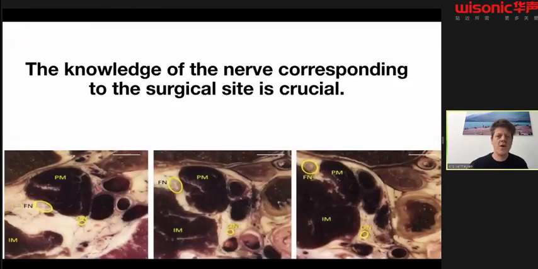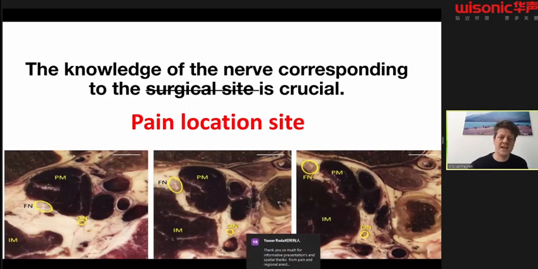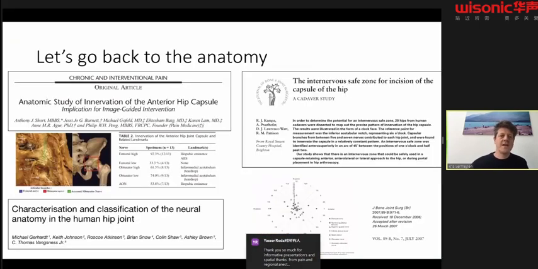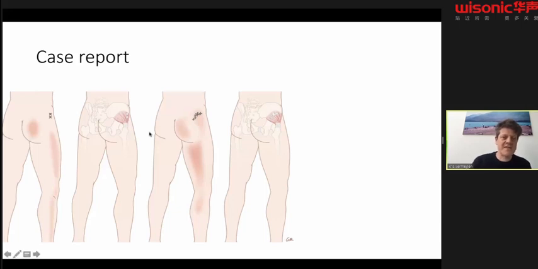So we know, of course, that knowledge of the nerve corresponding to the surgical guide is crucial, but I think also pain location site is very important. Then, of course, we have to go back to the anatomy because we know that the anterior part is very important. But in this particular case, this person was, after an anterior block, complaining a lot about a posterior pain, a residual posterior pain.